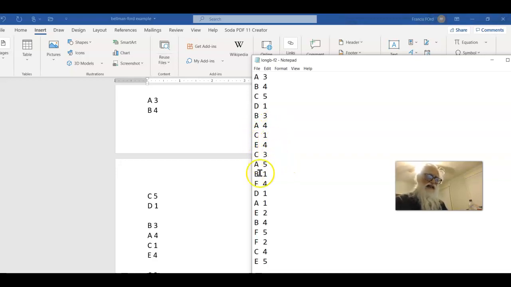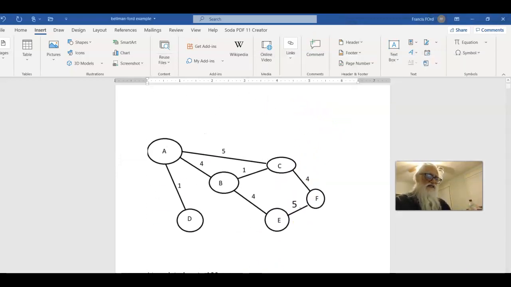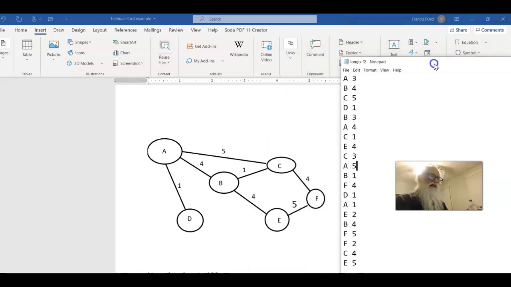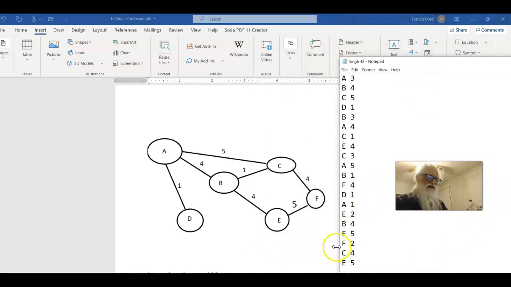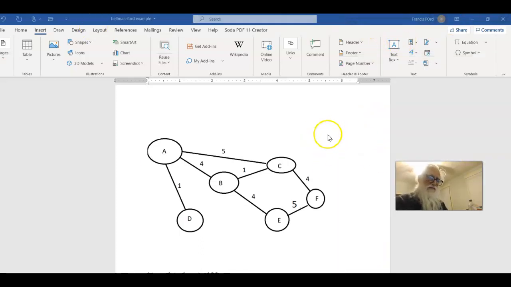Then C has 3 neighbors, 1, 2, 3. D has 1 neighbor, A. E has 2 neighbors, B and F. And F has 2 neighbors, C and E. I can bring this down so you can take another look. It doesn't want to come up. There it is. And you can see that I tried to get it in. For example, here's E going to F at 5. Here's F going to C at 4. So that was the way I put it in for reading.